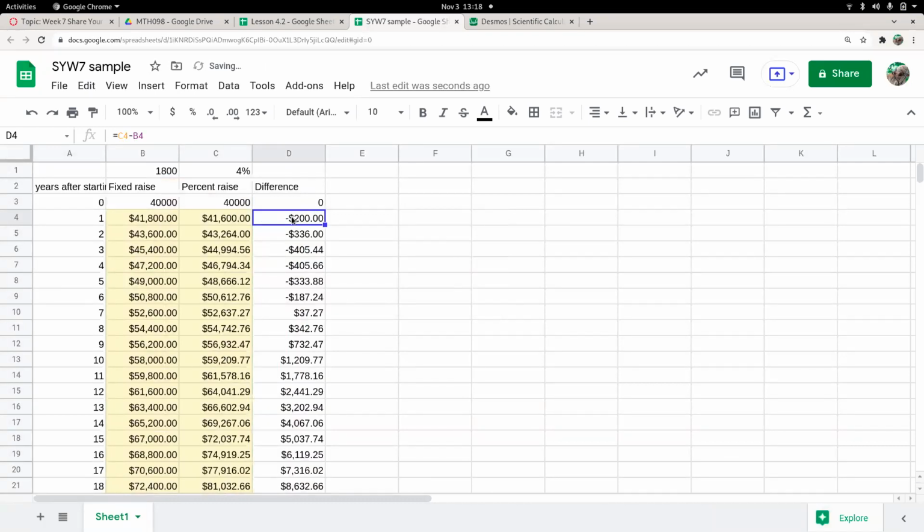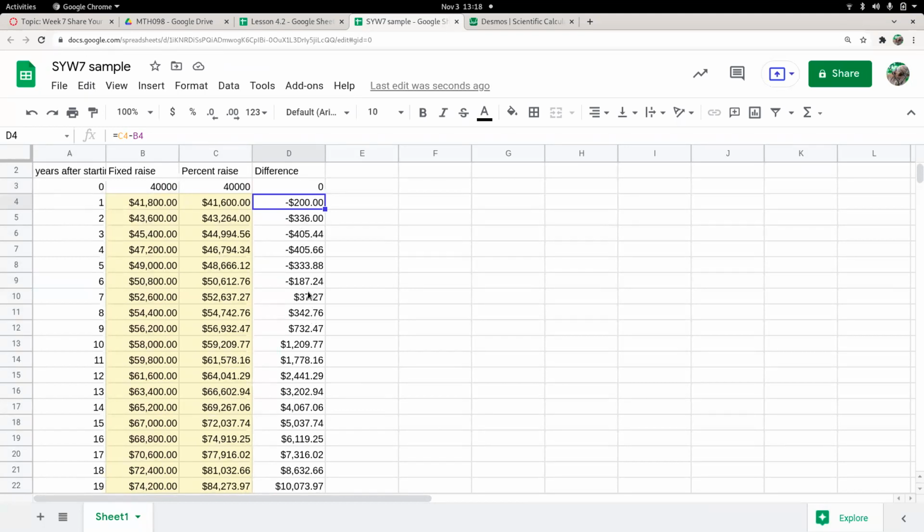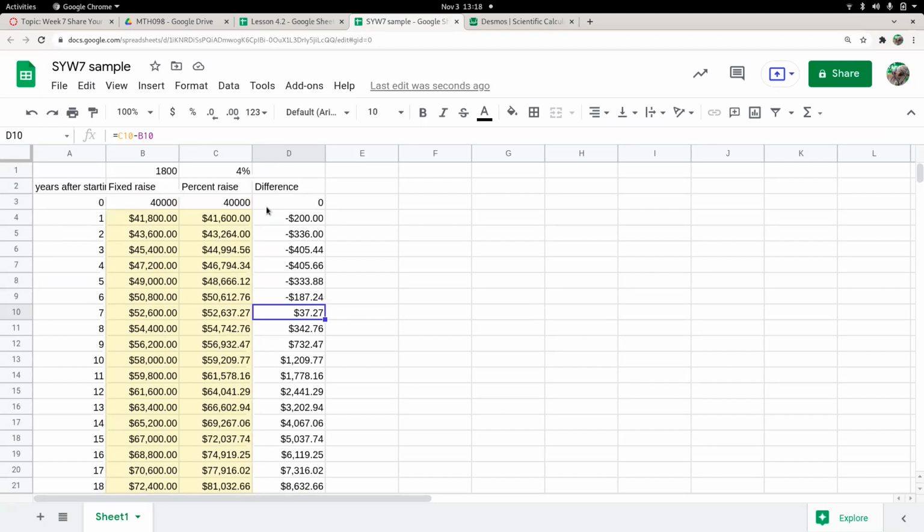So at first, the percent raise is not as good as the fixed raise, right? It's $200 less, $300 less, $400 less. But then all of a sudden, it starts to catch up, and now it's better. Okay, so in this example, it varies depending on what this was, what that was, and what that was. Those three numbers together are used to predict when one will catch up to the other. And every set of three numbers like that is going to give me a different scenario. It might happen in 5 years, it might happen in 10 years, it might happen in 20 years before they catch up to each other.